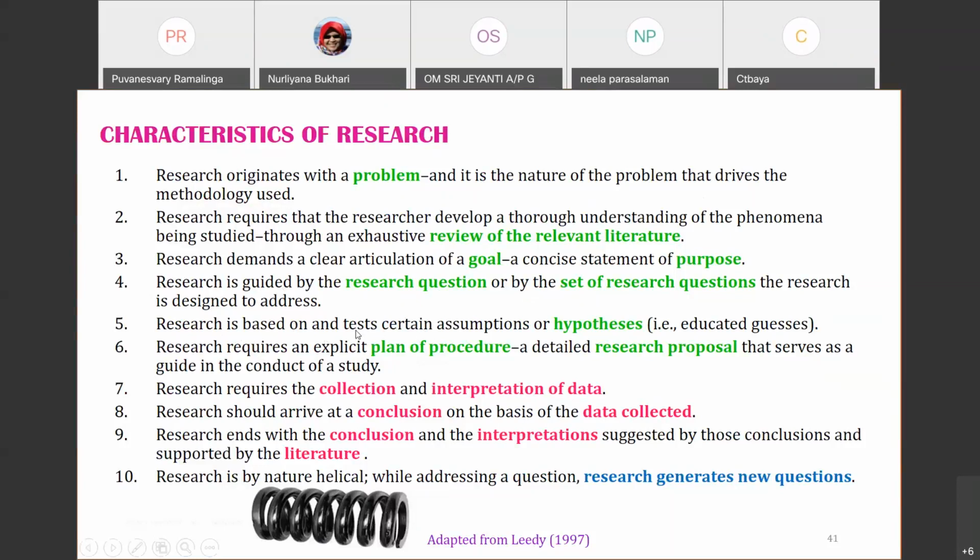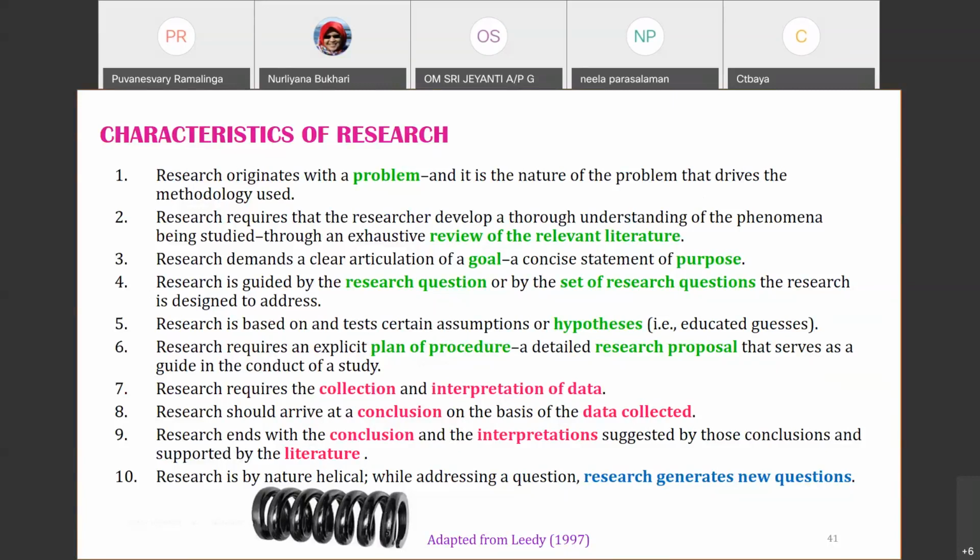Research is based on and tests certain assumptions or hypotheses. Hypothesis means educated guesses, usually quantitative. There is a significant relationship, especially those that show a relationship between this and that. You definitely have a significant relationship or significant difference. That's what you guess. Then later you're going to accept or reject, or fail to reject, fail to accept.